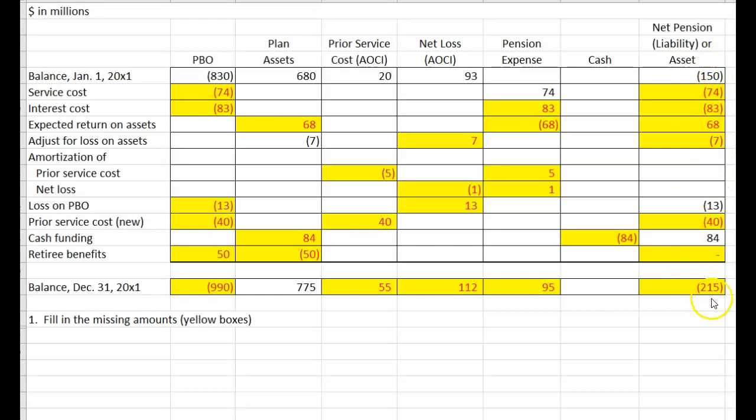Adding them all up, you have a $215 million underfunded pension and a net pension liability. You can check to see if this number is right by taking the $990 million liability for the PBO minus the plan asset debit of $775 million, net those two together, and it is $215 million underfunded liability.